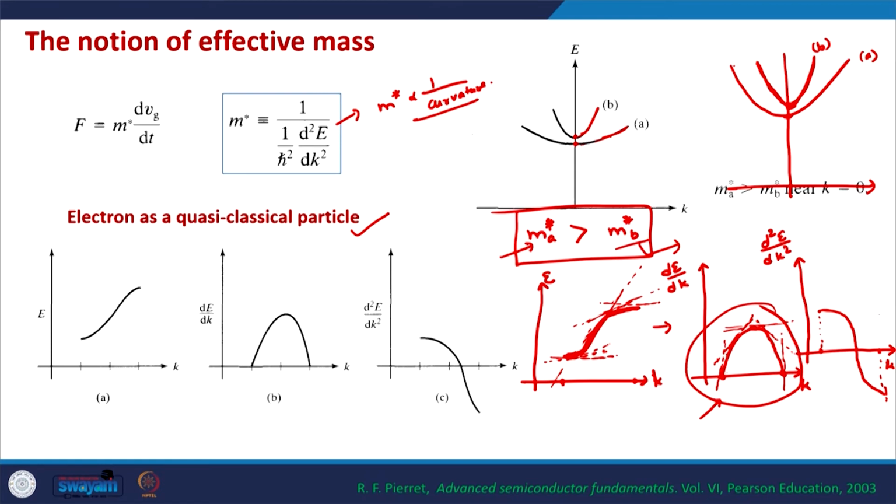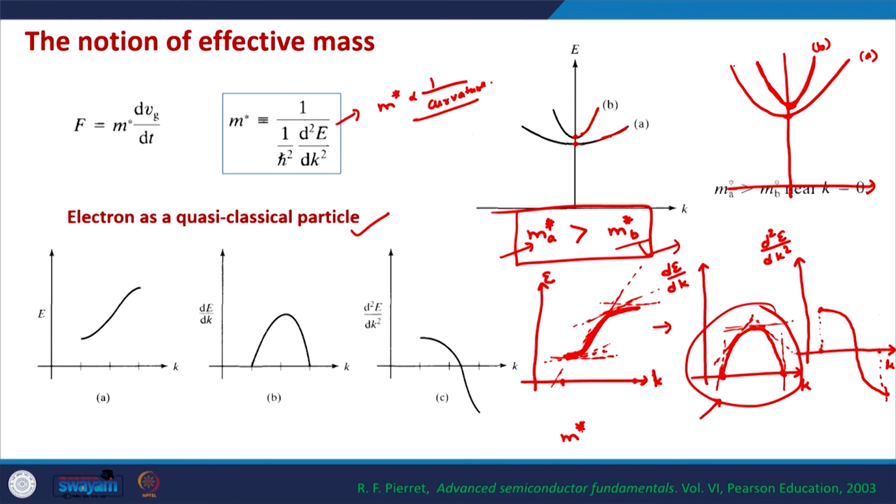And as you have already guessed, effective mass is inversely proportional to the curvature. So, at the bottom of the band the curvature is positive, at the top of the band the curvature is negative. This negative curvature implies that the effective mass will be negative at the top, and positive curvature at the bottom of the band implies that effective mass will be positive at the bottom of the band.